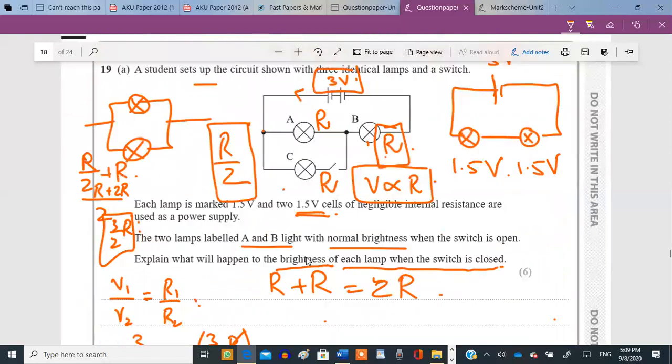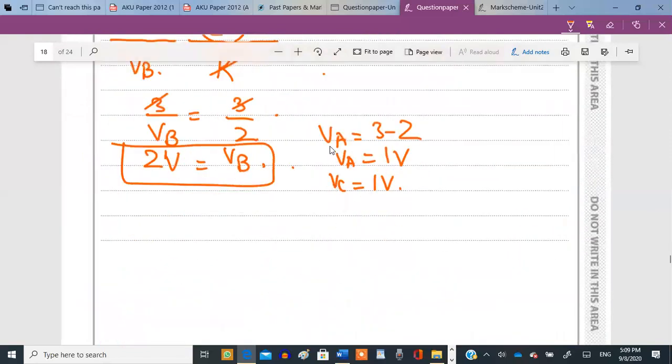So now the voltage drop across A is 1 volt, voltage drop across C is also 1 volt, but voltage drop across B is 2 volts. Now, how do you compare the brightness of these three bulbs? Which one is going to be the brightest?